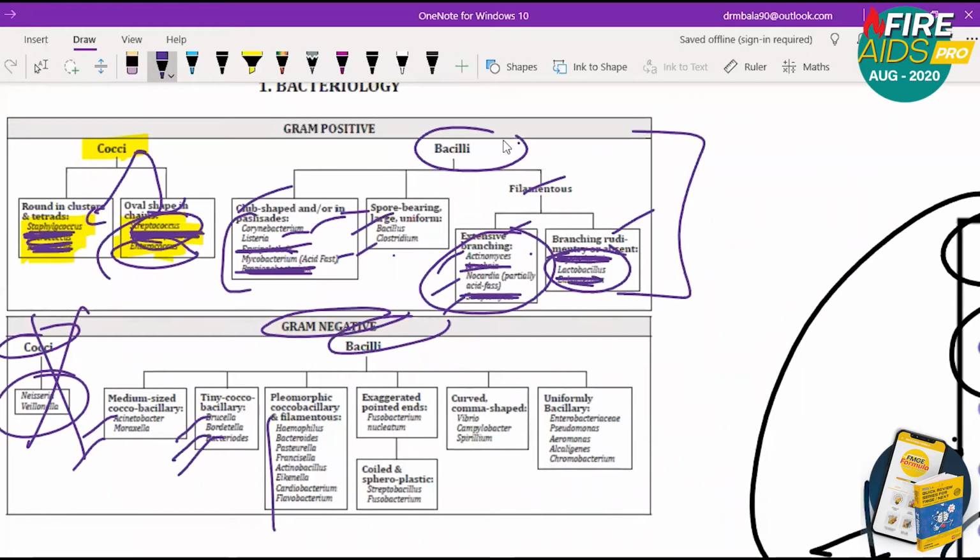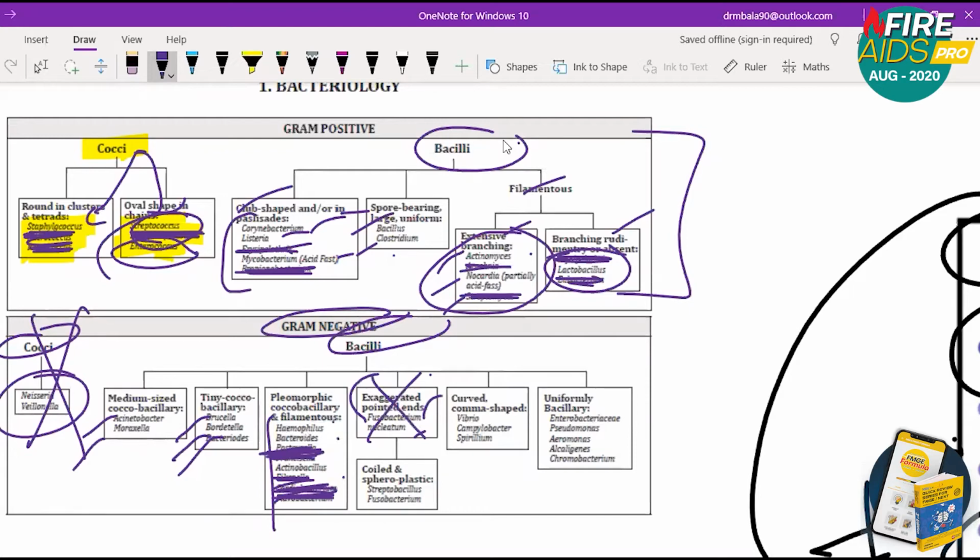Then pleomorphic coccobacillary and filamentous, you have a long list. So Haemophilus, Bacteroides, Pasteurella, Francisella, Actinobacillus, Eikenella, Cardiobacterium, and Flavobacterium. So here you can ignore Cardio, Flavo, Eikenella. You can ignore Francisella, Pasteurella. So you need to remember Haemophilus, Bacteroides, Actinobacillus. At least these three you must remember for your exam. Exaggerated pointed ends can be seen in Fusobacterium nucleatum. You can ignore that, that's fine.